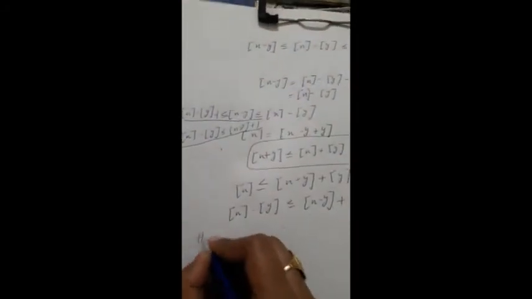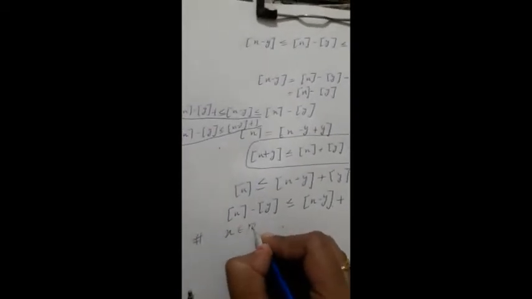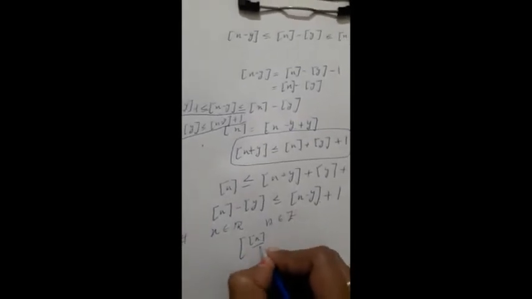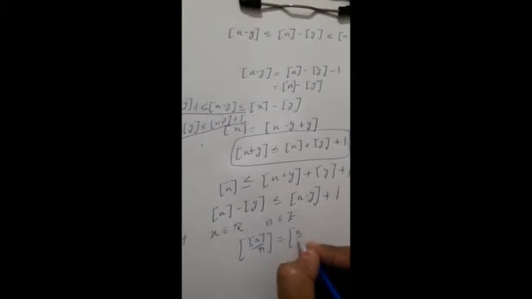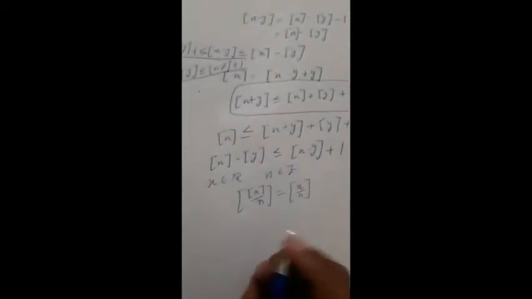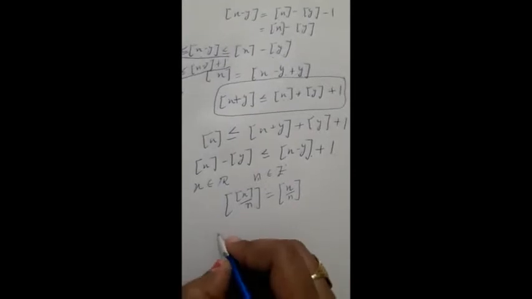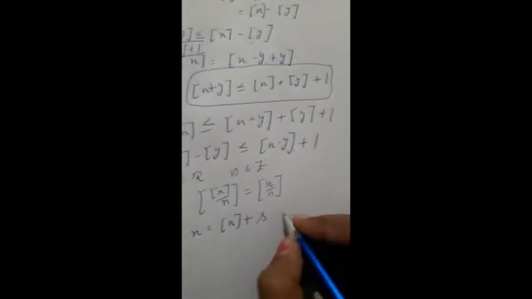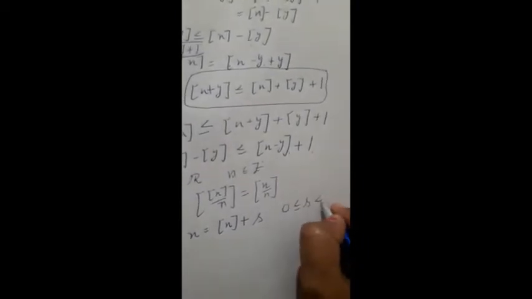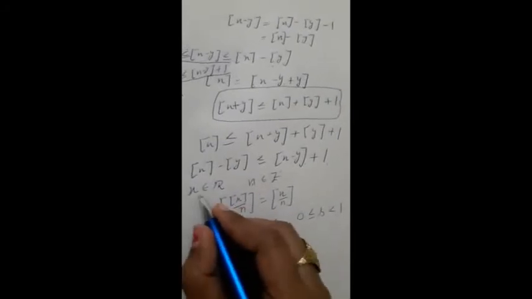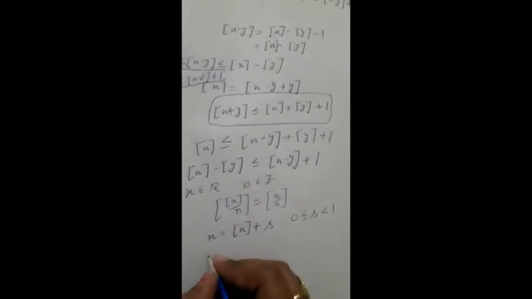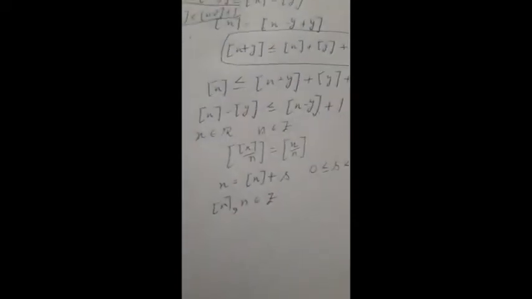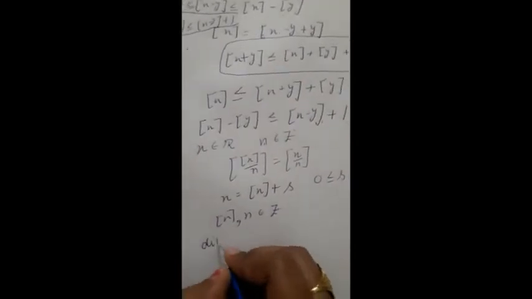The next result we are going to prove is, if x is a real number and n is an integer, then greatest integer of greatest integer x by n is the same as greatest integer x by n. Now x is a real number, so x can be written as greatest integer x plus its fractional part, we take it as s, 0 less than or equal to s less than 1. Again we have two numbers x and n, where greatest integer x and n are both integers. If they are integers, we can use the division algorithm.